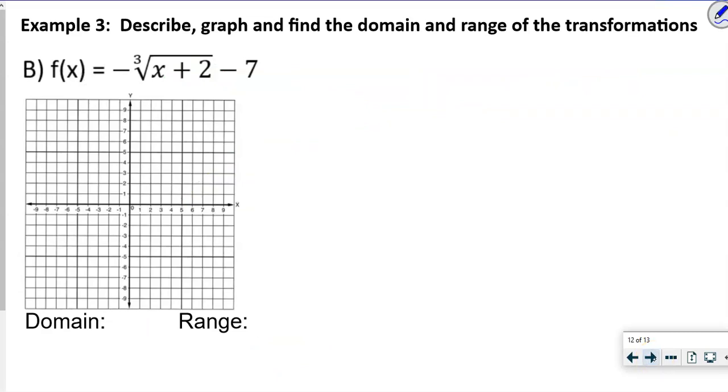So let's look at this last one. So this is describe, graph, and find the domain and range of the transformations. Okay, so what does this negative out front of the whole thing tell me? Doesn't that tell me it's a reflection over what? The x-axis, yep.